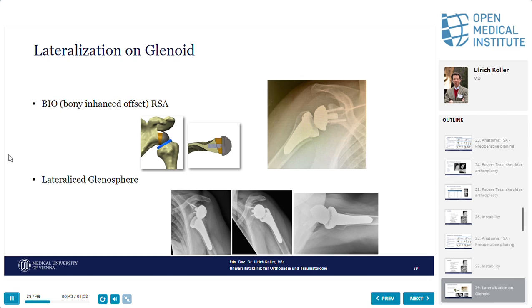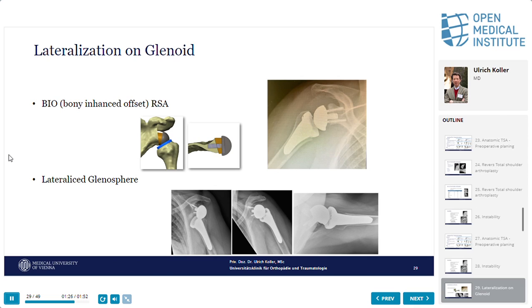Here we had already implanted this shoulder prosthesis, and we did not have enough bone anymore to make a bony increased offset. So we took a lateralized glenosphere. This has a 5 millimeter offset, and this was the other possibility to lateralize the shoulder on the glenoid side. Do you have an idea what can be a problem with the lateralized glenosphere? Sorry?